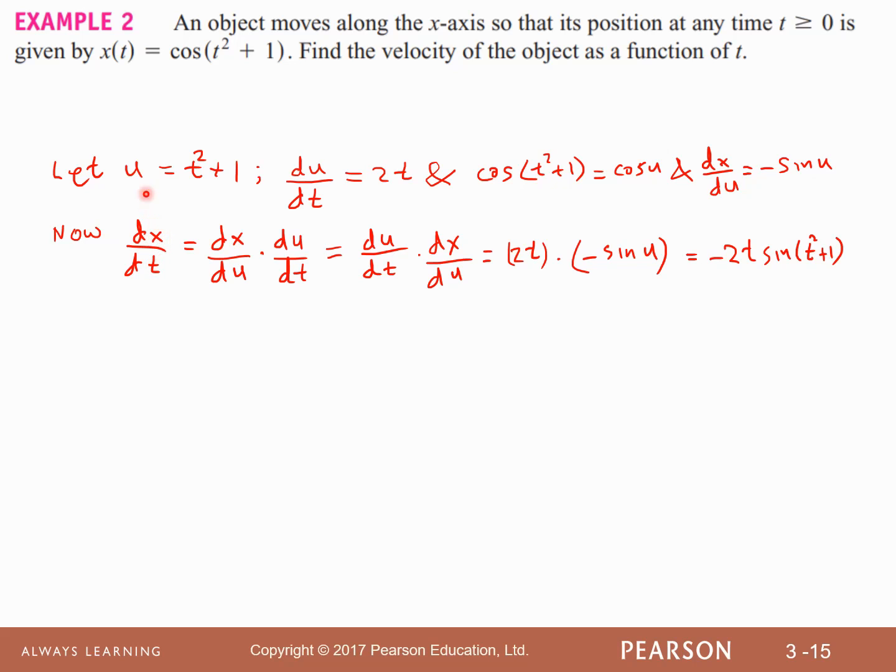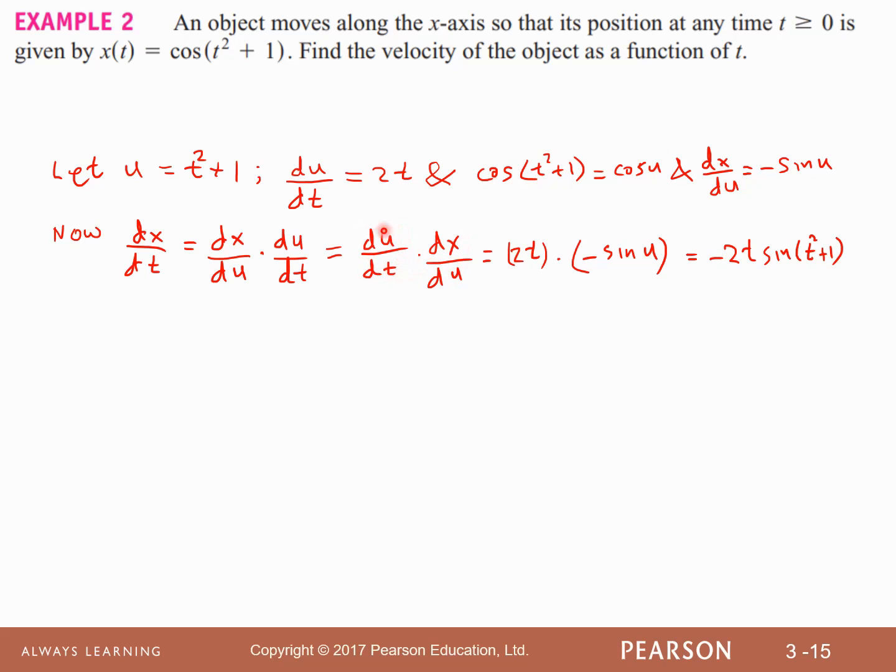Now that we have all of these, all we need is to replace dx by dt, the derivative of this. We replace it by dx by du multiplied by du by dt. I'm going to change the positions of these two and put du by dt first, multiplied by dx by du. Now we have the first one, du by dt.